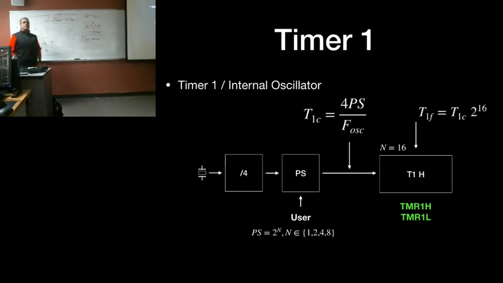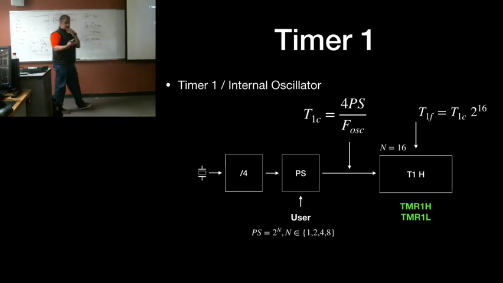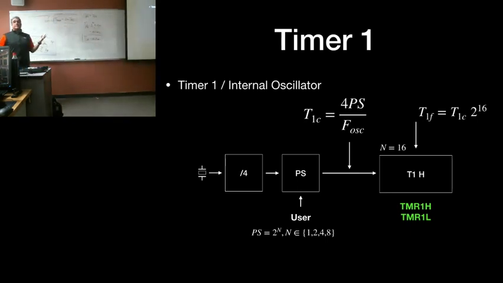This is your equations. 4 times PS divided by FOSC. And this guy is T1C times 2 to the 16 always. It's not 2 to the n anymore. It's 2 to the 16. You see that? Same circuit, same behavior, less options. Does that make sense? Same circuit, same behavior, less options.